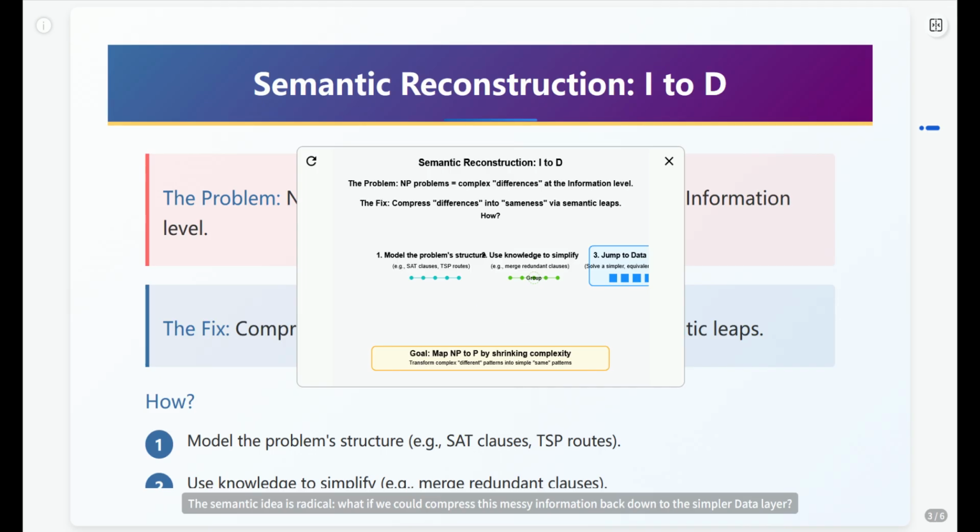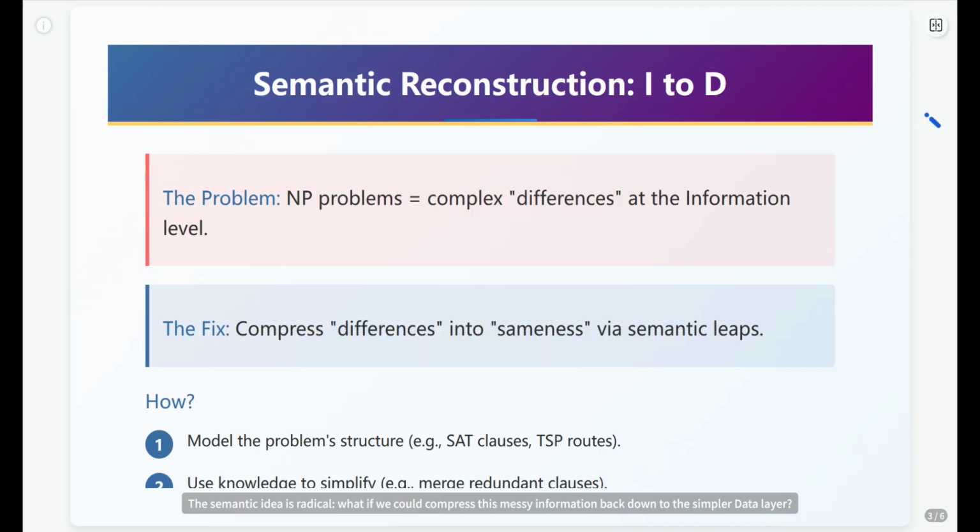What if we could compress this messy information back down to the simpler data layer? By using our semantic understanding, the knowledge, wisdom, purpose, we find ways to represent the problem differently. We identify equivalent structures, merge things, simplify the constraints. It's like finding a secret map that makes the maze walkable.